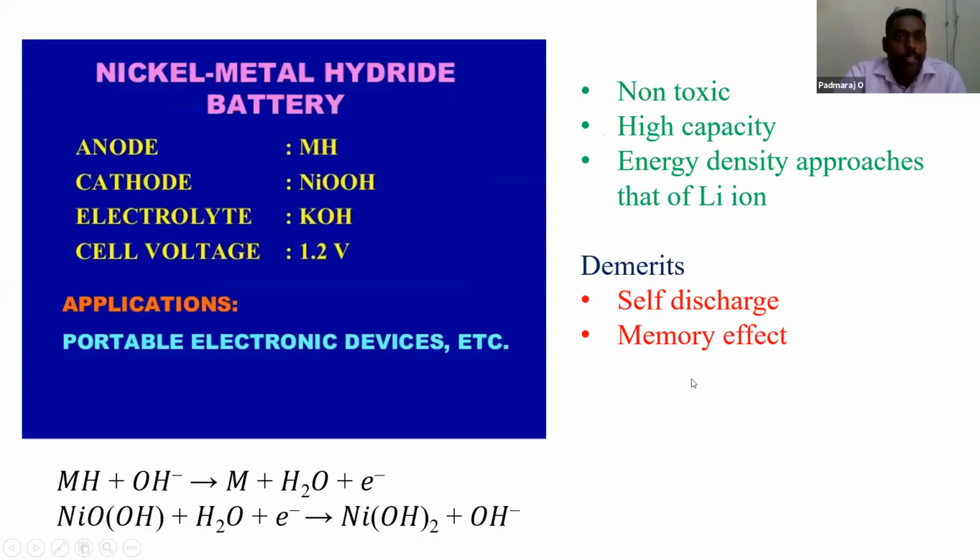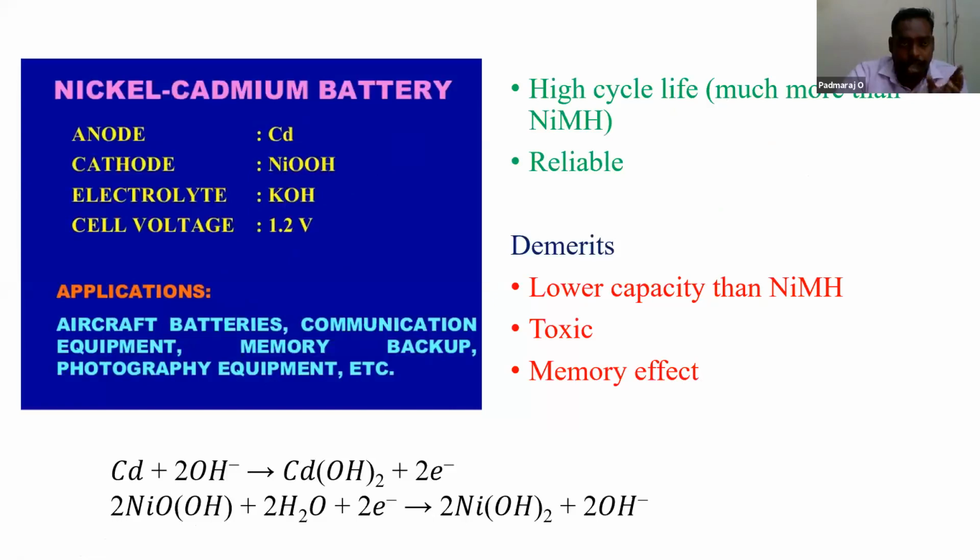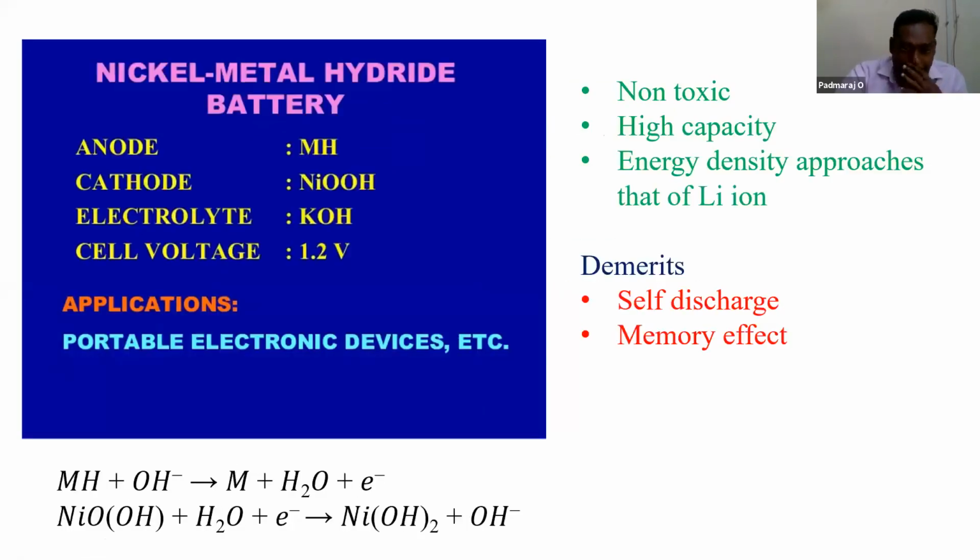Now I am coming to the third rechargeable battery, that is the nickel metal hydride battery. First we should know the configuration of the nickel metal hydride battery. What is the anode? Metal hydride, and cathode is the same as the nickel cadmium battery. The voltage is the same here, and we know how to calculate the theoretical cell voltage, by subtracting the anode electrode potential from the cathode potential.